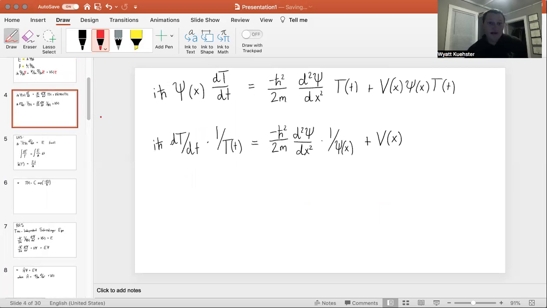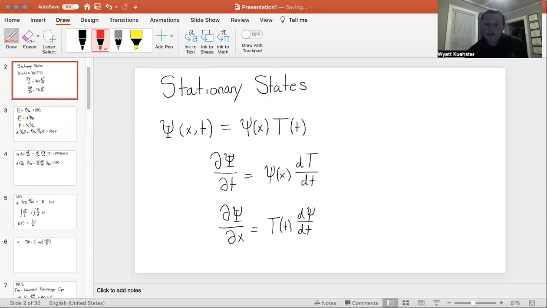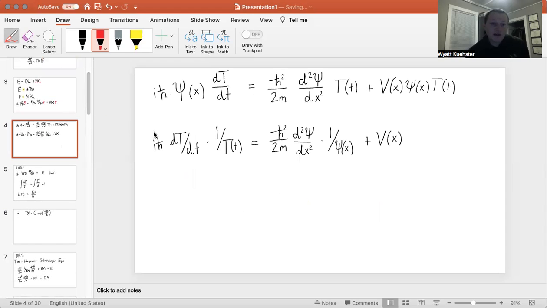If I have that big psi is equal to little psi times big T, then when I plug it into the Schrodinger equation, I get total derivatives with respect to x and t, and this is the expression that I get: i h bar dΨ/dt is minus h bar squared over 2m d squared psi by dx squared times T plus V psi T. And then if I divide everything through by big psi, so divide by little psi of x times T of t, then you obtain this expression at the bottom.